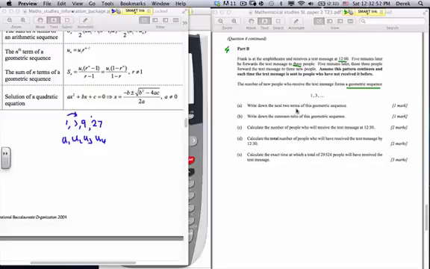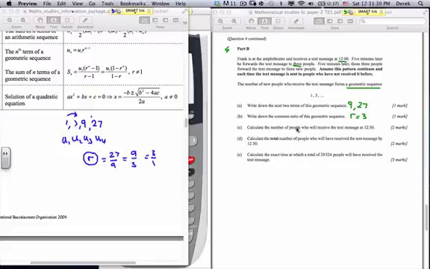So write down the next 2 terms of the geometric sequence. As we just said, that would be 9, 3 times 3, and then 9 times 3 is 27. Write down the common ratio of this geometric sequence. I think you all see that. That's going to be 3. We also get that common ratio by one term divided by the one before. So 27 divided by 9, or 9 divided by 3, or 3 divided by 1. That should all equal the same amount in a geometric sequence.